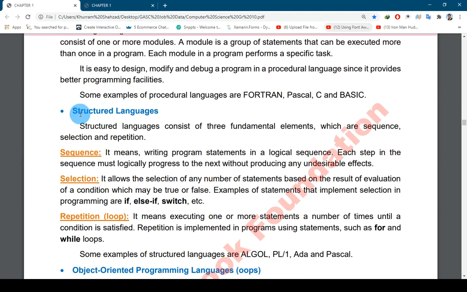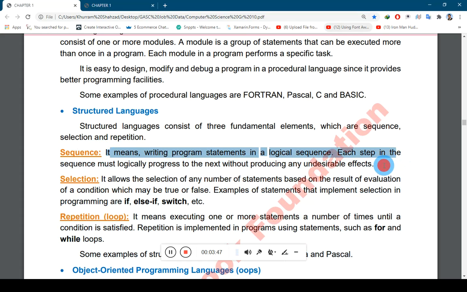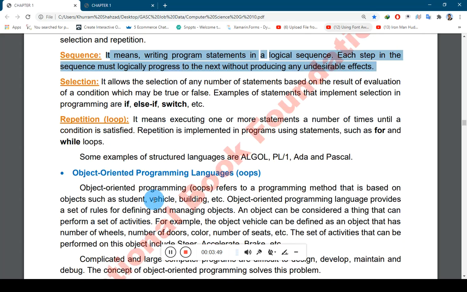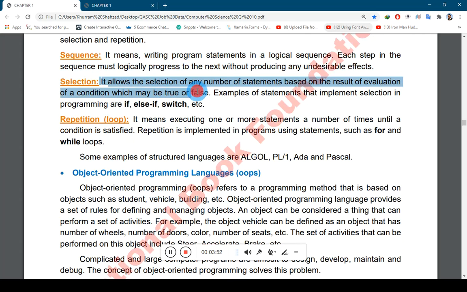Then we discussed structured programming languages. Structured languages consist of three fundamental elements. The first is sequence. Sequence means a program will flow line by line. Then the selection structure, which will select some code of the program to execute and ignore other code. Then we discussed repetition. Repetition structure is a technique which will repeat the code until a certain condition is fulfilled.